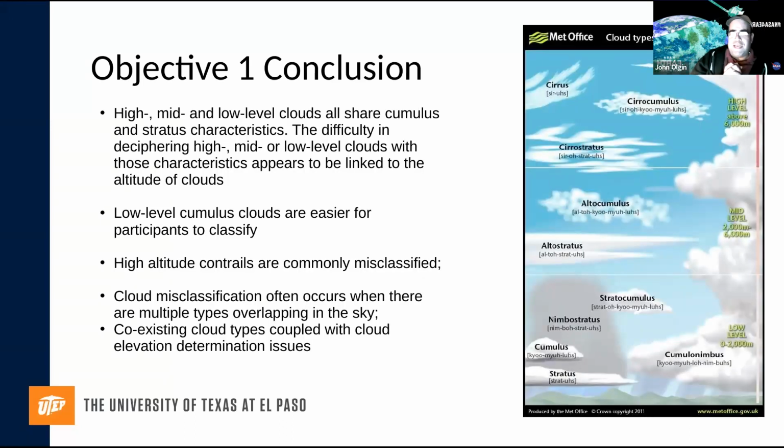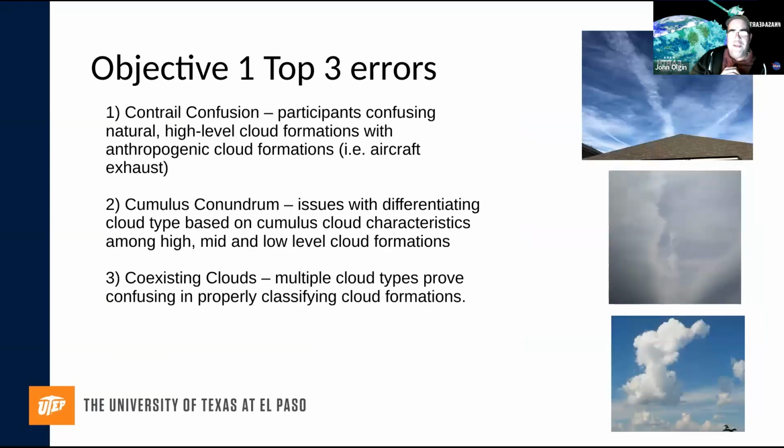So let me just skip to the main top three. There are top three misclassification issues. Not so much errors, but the contrail confusion. Basically, if you take a look at that top right picture, people were confusing contrails for cirrus clouds and vice versa. And that's easy to see, especially here in the El Paso area.